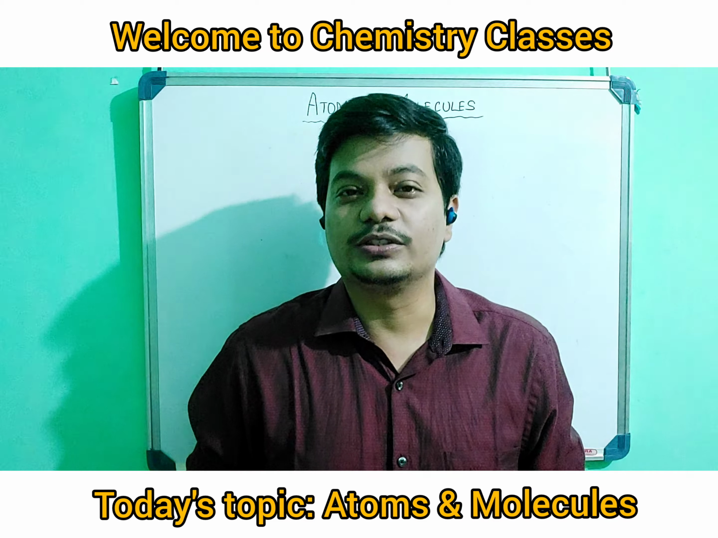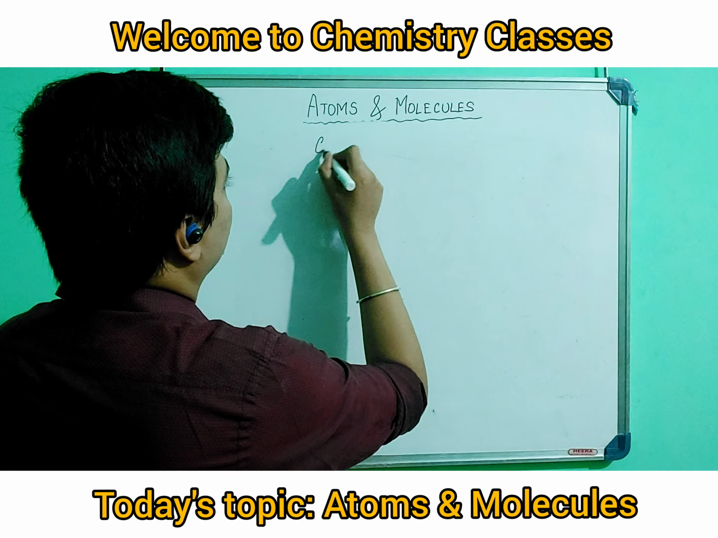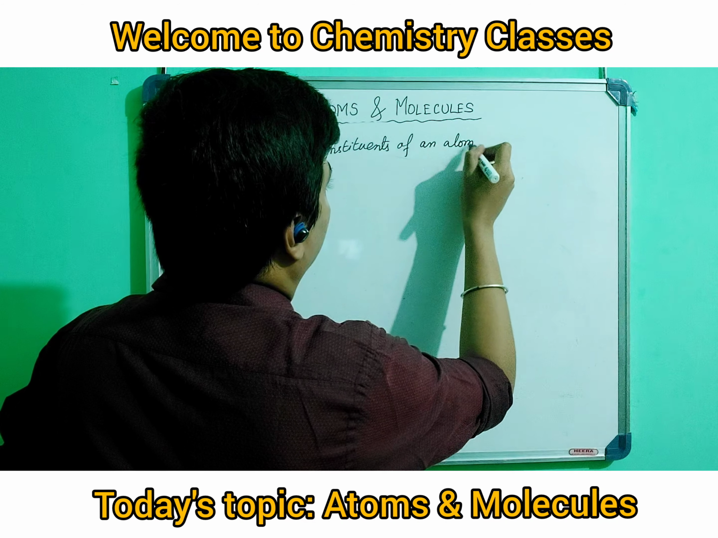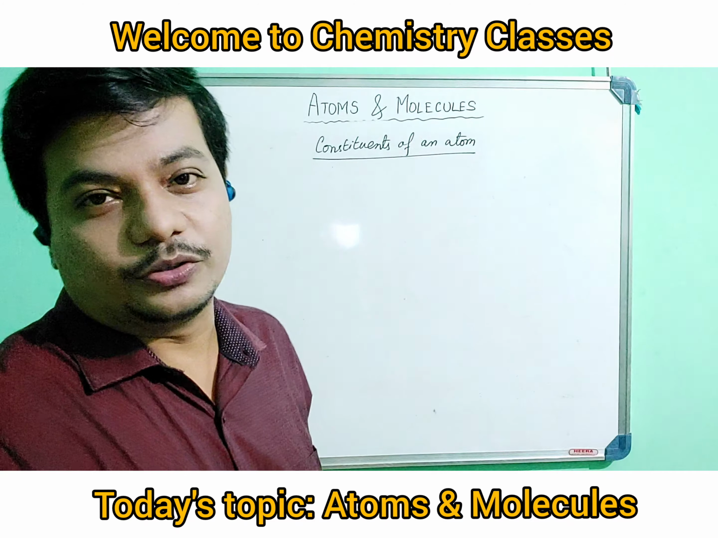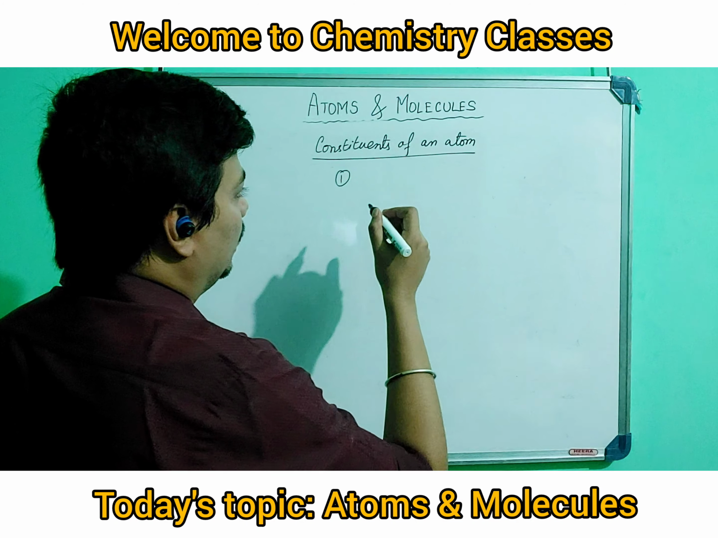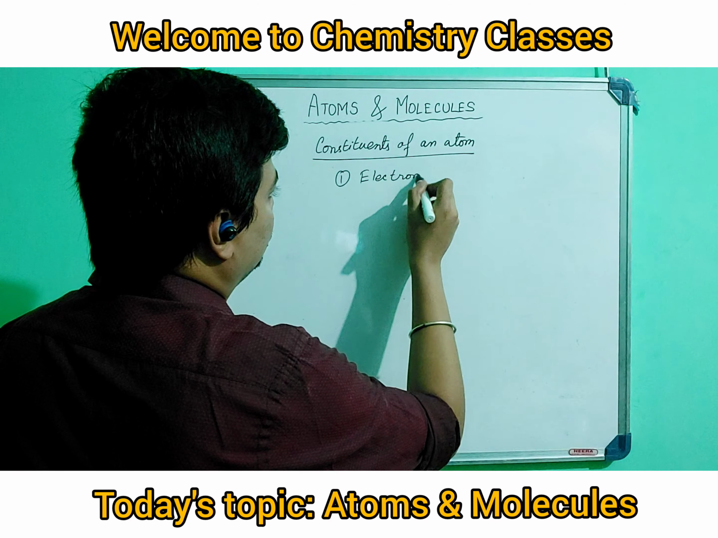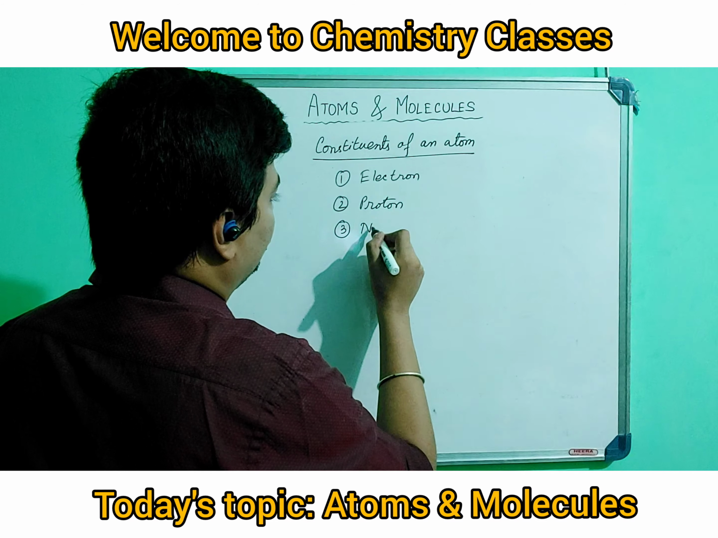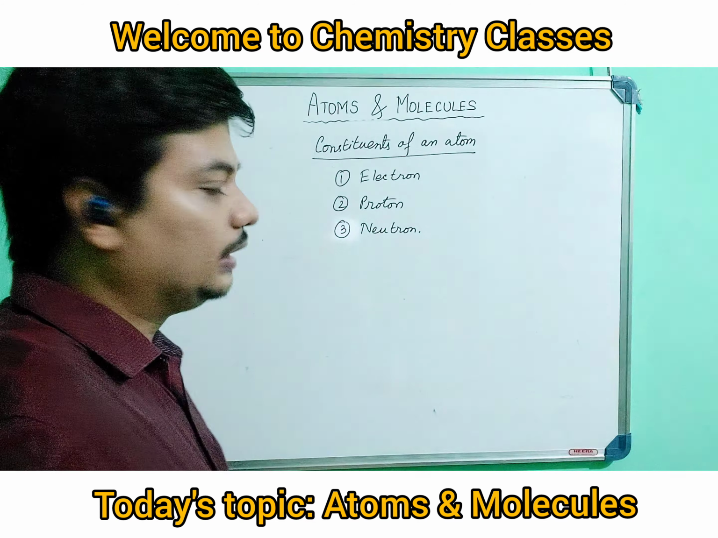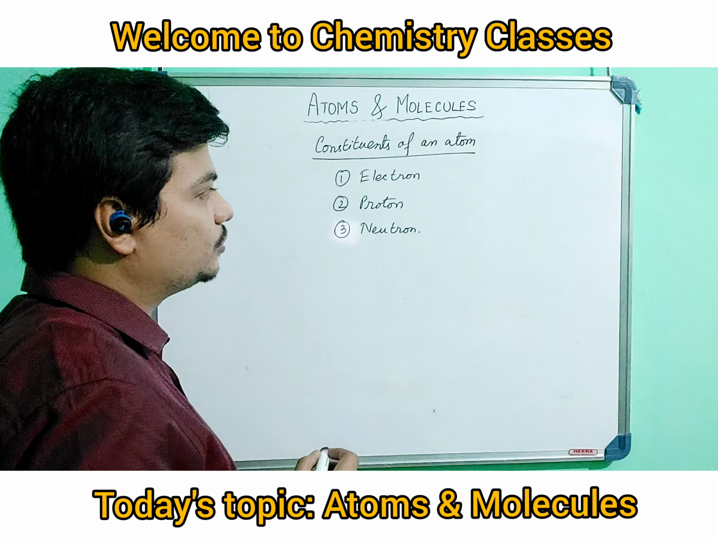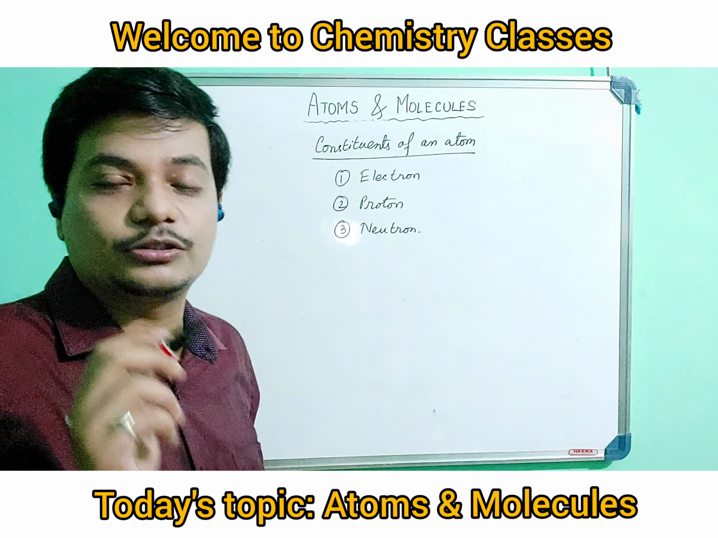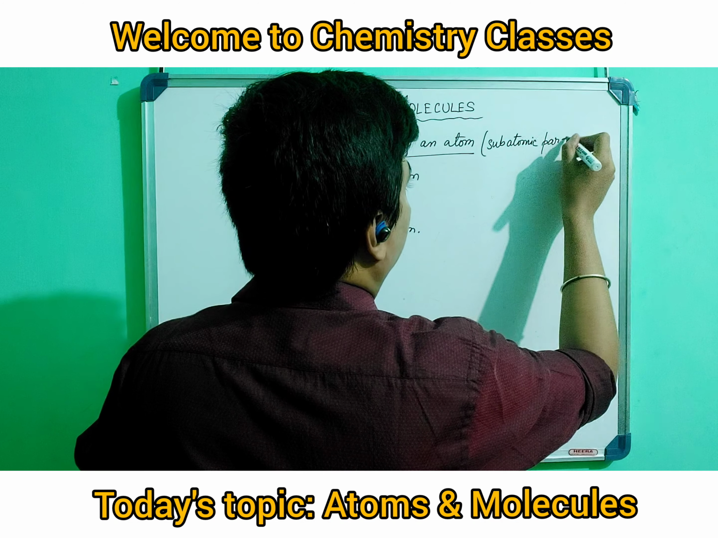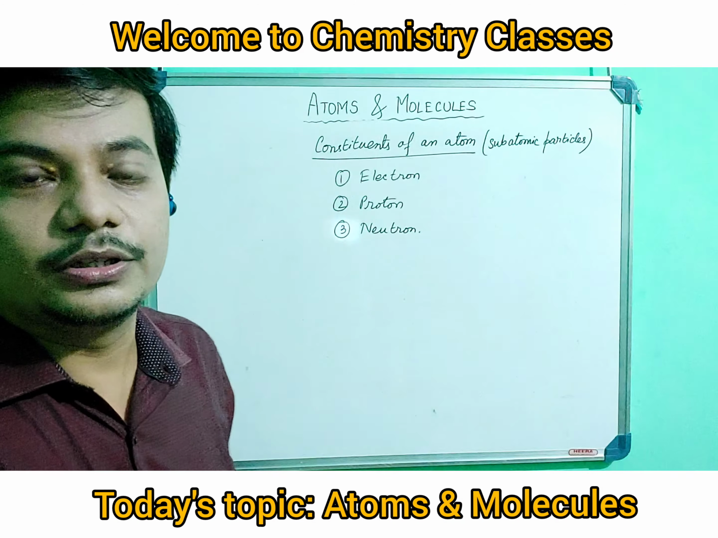So now coming to the next concept, that is the constituents of an atom. So what are the main constituents of an atom? Number 1, electron. Number 2, proton. Number 3, neutron. Now, another interesting fact: we call them constituents of an atom, and they're also called subatomic particles, right?